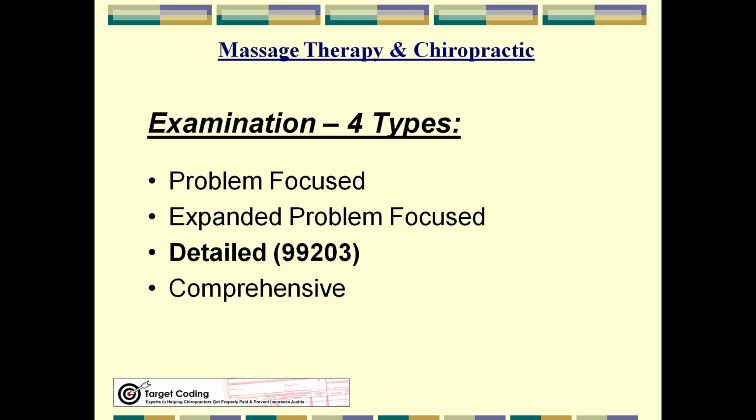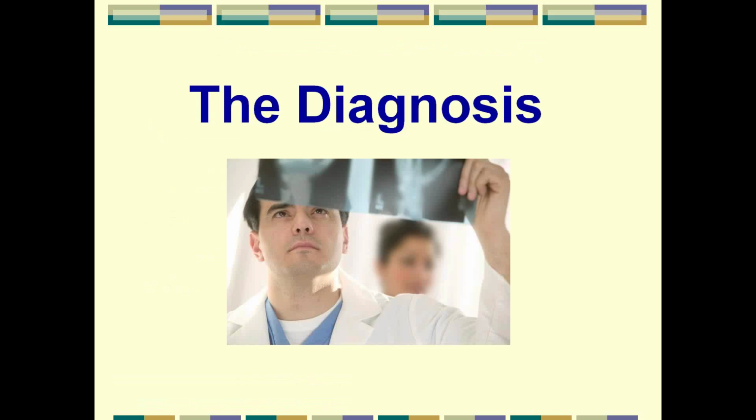Reflexes, sensation, pinwheel, even a brief mental assessment stating patient appears to be oriented to time and place, that counts as a finding. So make sure you have 12 findings. If you don't have 12 findings, then you have to down code to a 99202. So that's a little bit about the exam findings. There's a lot more, but remember, this is a massage therapy webinar. So now comes the decision making.